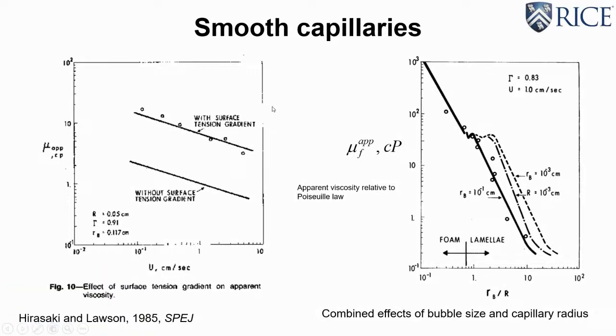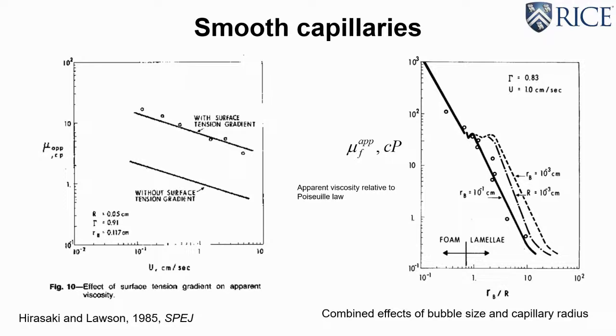So again, in a smooth capillary, let's look at the apparent viscosities of bubbles. This apparent viscosity is related to Poiseuille's law. And so we have the apparent viscosity as a function of the bubble velocity. Without a surface tension gradient, this is the behavior that you have based on the Bretherton theory. The apparent viscosity has a slope of minus 2/3. Now, if you have surface tension gradient, these are the measured points. Notice that the apparent viscosity is an order of magnitude greater as a result of the surface tension gradients, but it still seems to have a similar power law behavior.